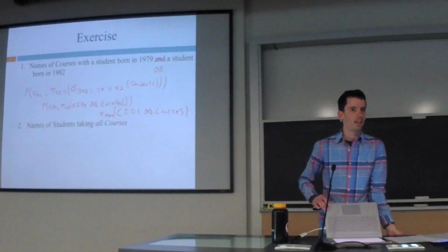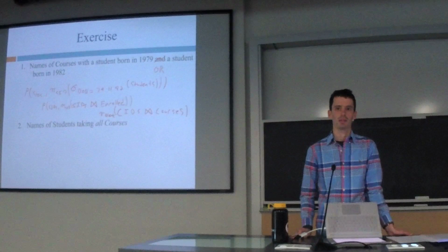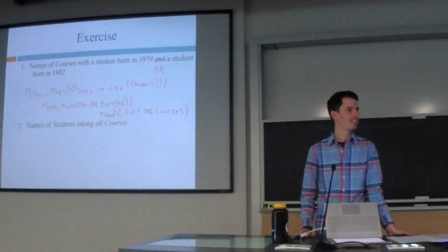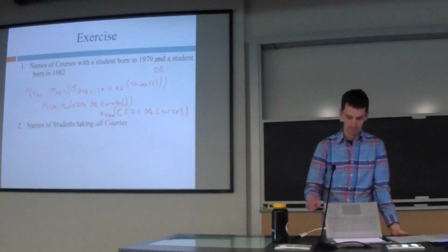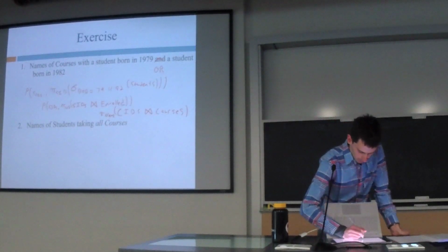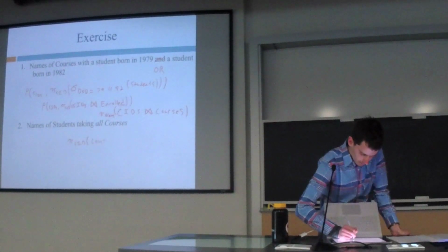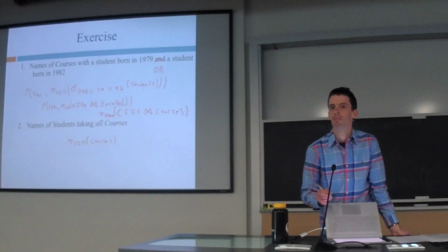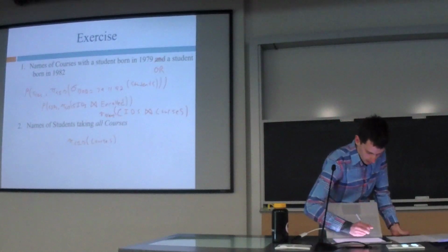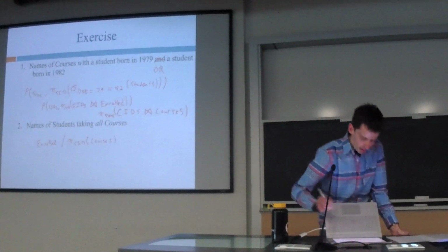Okay. Anyone managed to come up with a solution for 2? Anyone brave enough? Surely someone has a suggestion. Okay, project CID from courses. And divide enrolled by what? By this? So enrolled divided by that.